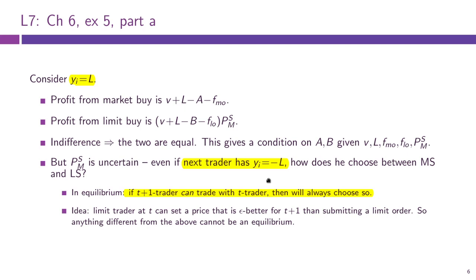So if this is how trader at T plus 1 behaves in equilibrium, given a limit order to buy at price B, then what the trader at time T could have done is to submit a limit order to buy at price B plus epsilon. So just undercut this a little bit. If trader T does so, if he submits a buy order at a price slightly above B, then trader at T plus one is no longer indifferent between submitting a market and limit orders, right?